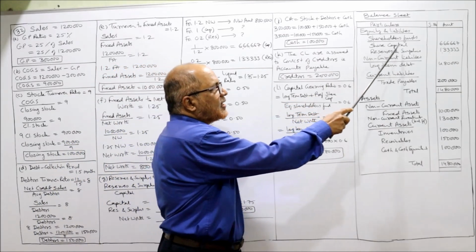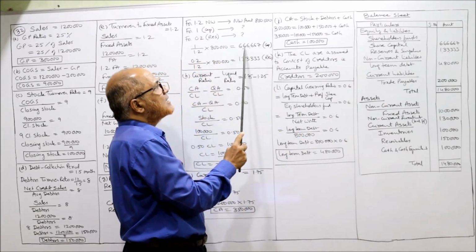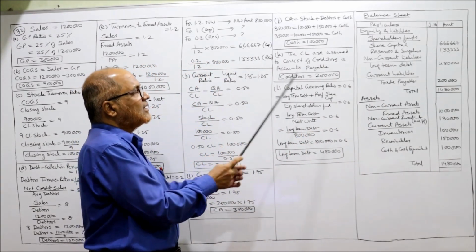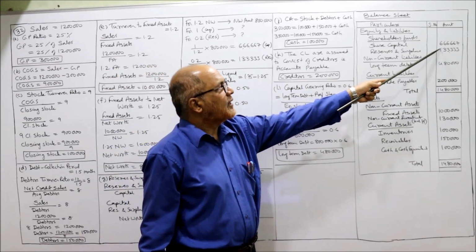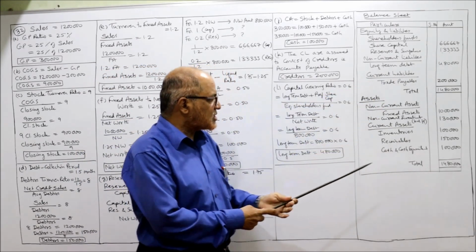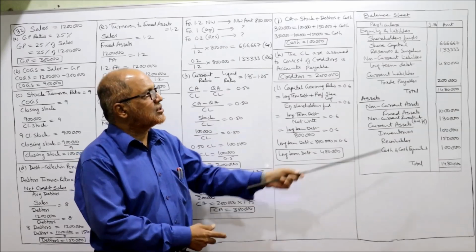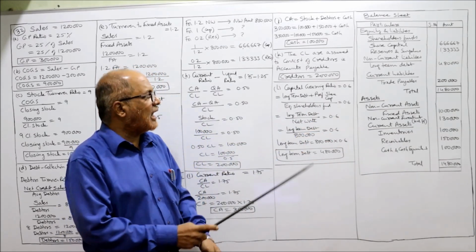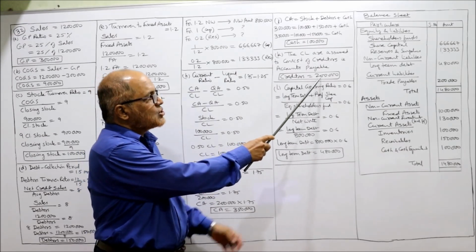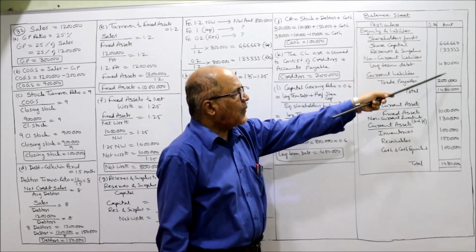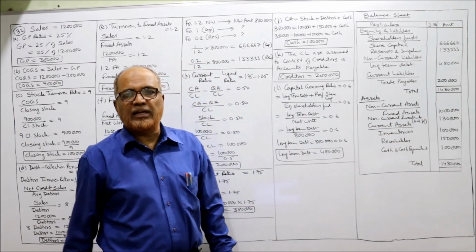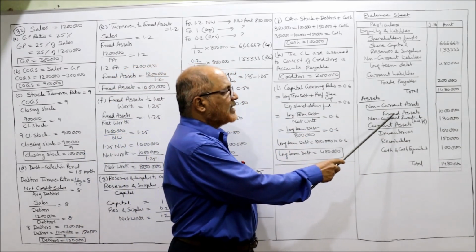So first of all, liability side: share capital 6,66,667, we got it. Reserves and surplus 1,33,333, we got it. Then long-term debt, just now we have calculated, 4,80,000. And trade payable is the creditor, current liability, which is 2 lakh. Now if you add up all, you will get 14,80,000. The liability side is 14,80,000.